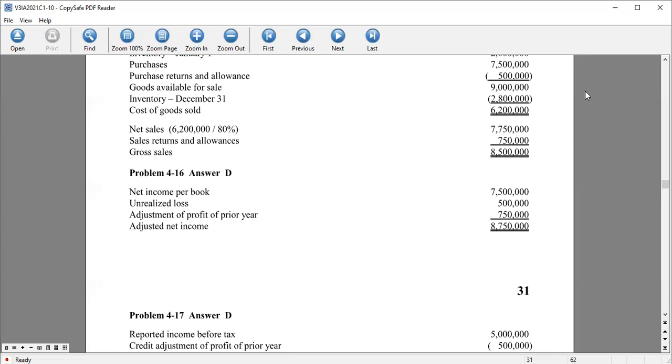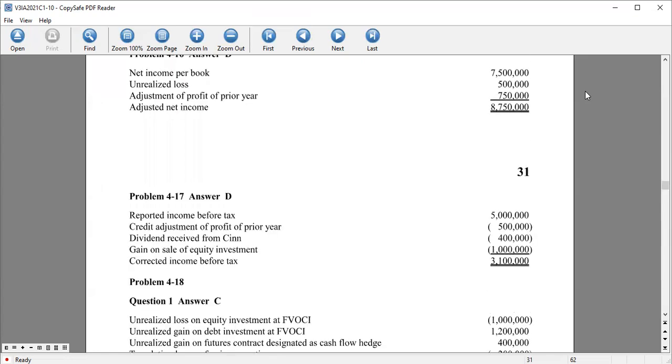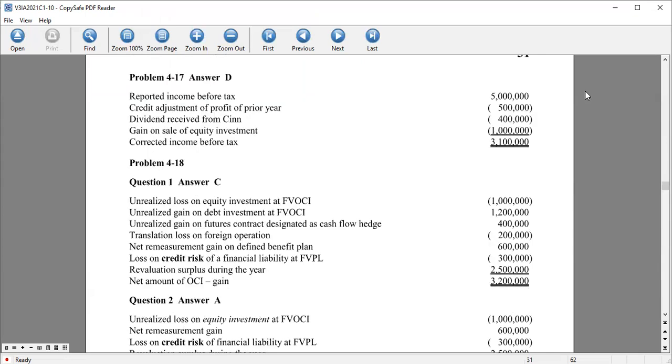Number 17, the question is asking for the amount of income before tax. So in number 17, we have now the reported income before tax of 5 million, then credit adjustment of profit of prior year for 500,000. We deduct dividend received from SIM of 400,000, gain on sale of equity investment. And we have the corrected income before tax of 3.1 million. So that's now letter D for number 17.